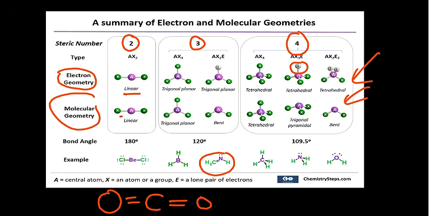Now, take note of the angles as well. For linear, it's 180 degrees. Then for trigonal planar, the angle is 120 degrees. And then for tetrahedral, 109.5.